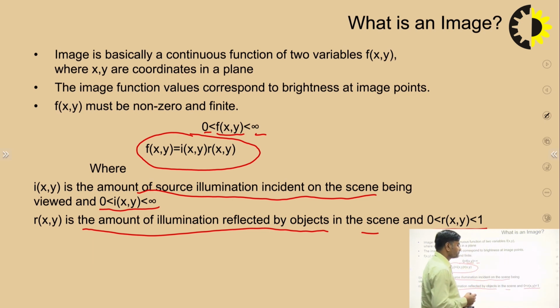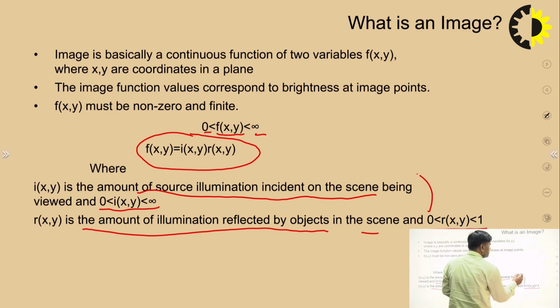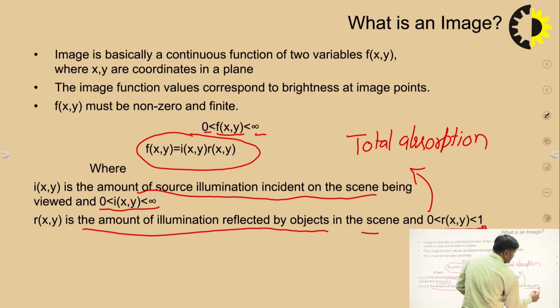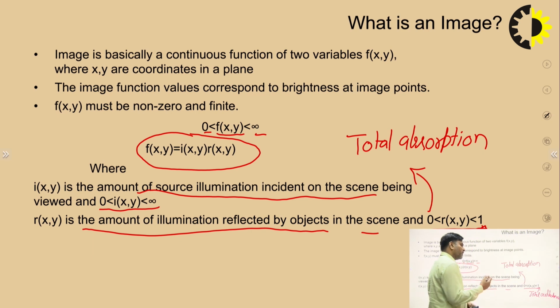Here, what do we mean by 0? 0 means total absorption, and 1 means total reflectance, and the value of r(x, y) is in between 0 and 1.